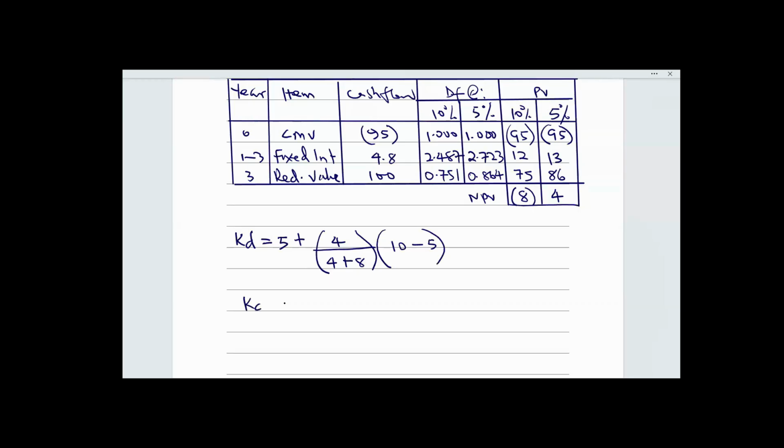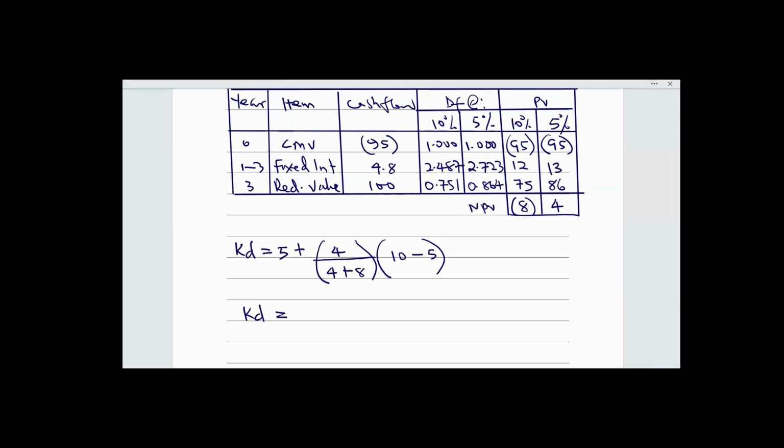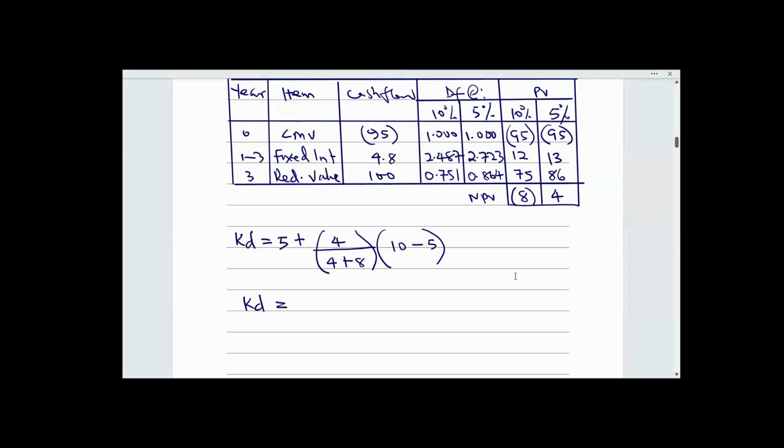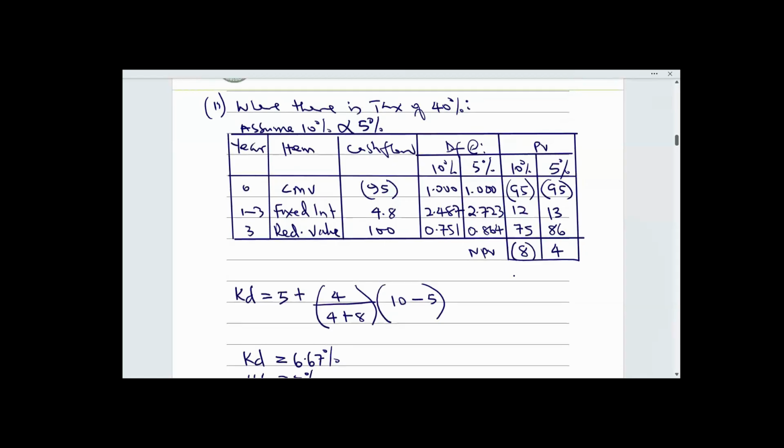So final answer, cost of redeemable debenture will be equal to 4 divided by 12. Okay. 4 divided by 12, then multiply by 5, plus 5. What do we have there? 6.66. 6.67, right? Yes. 6.67%. So the cost of redeemable debenture of Ronaldole is approximately 7%. That's how to calculate cost of redeemable debt where there is tax.